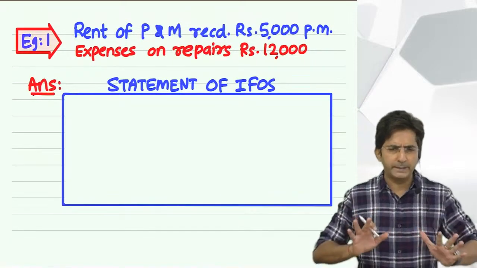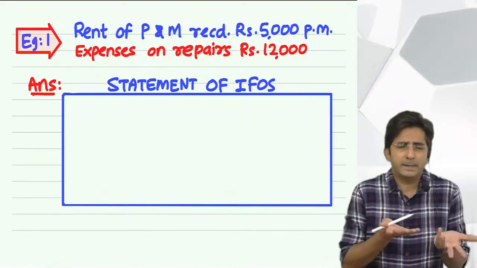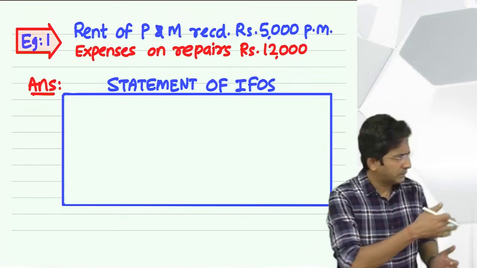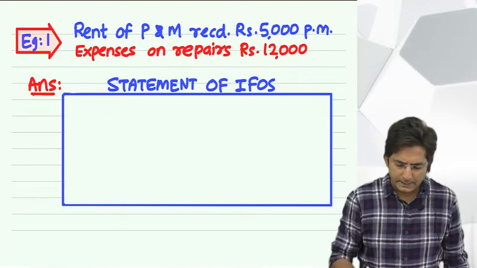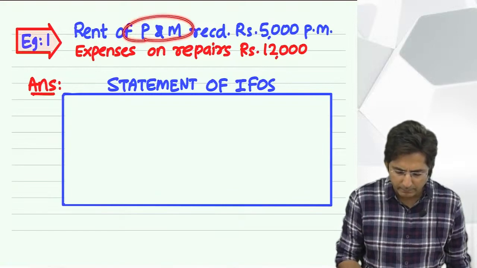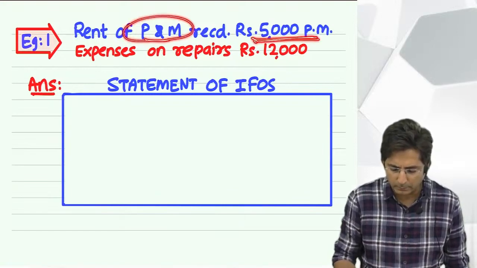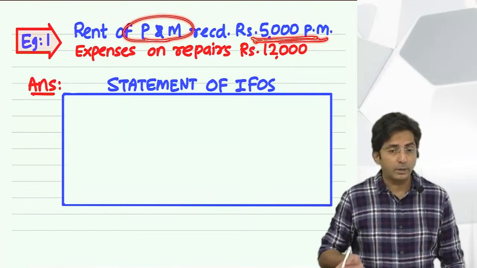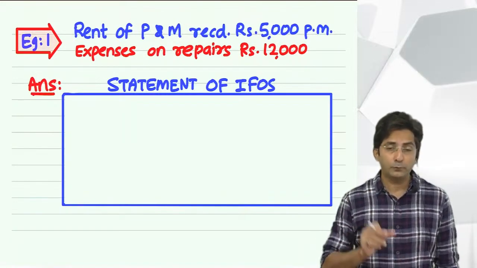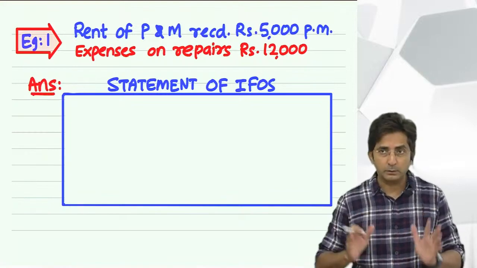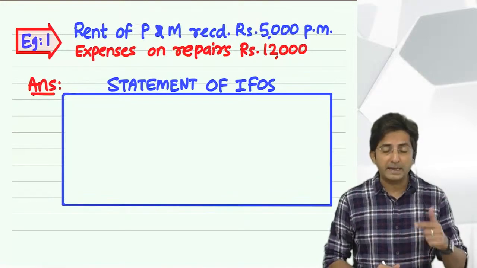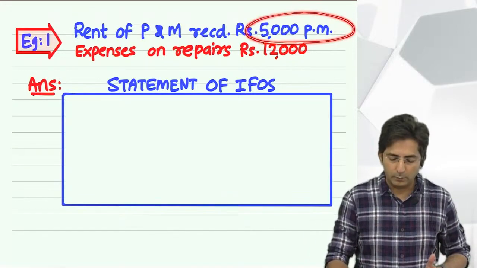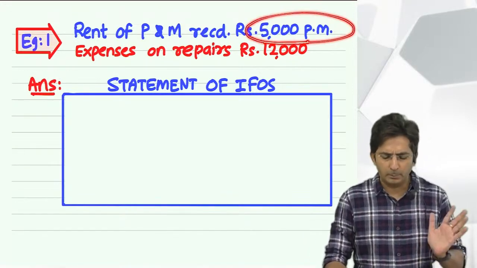The first rule is a basic rule which I said also: if there is some expenditure connected with some income, you have to deduct it. Just see it practically. For example, I have received rent of plant and machinery, 5,000 per month. Whenever they give you income per month, you will have to convert it into 12 months, because income computation is done from year to year. So I will convert it into 1 year by multiplying by 12.